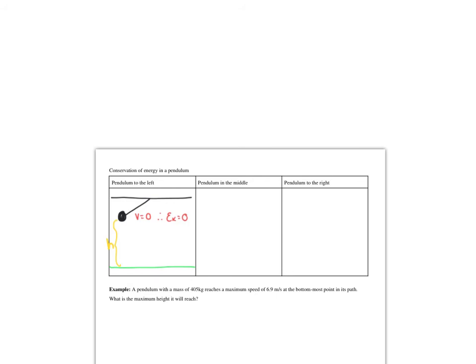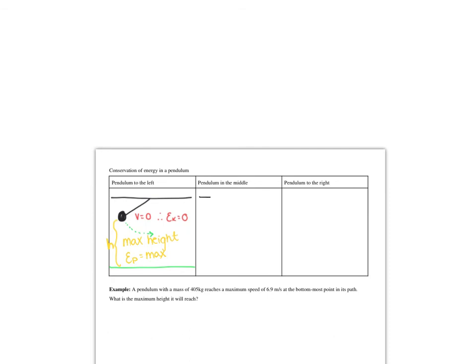This pendulum is as high as it will be throughout its swing. Remember, the pendulum is going to swing downwards here, so the height will decrease. So it's at its maximum height here. Therefore, it has the maximum amount of potential energy at this moment. Now, this pendulum, of course, will swing.